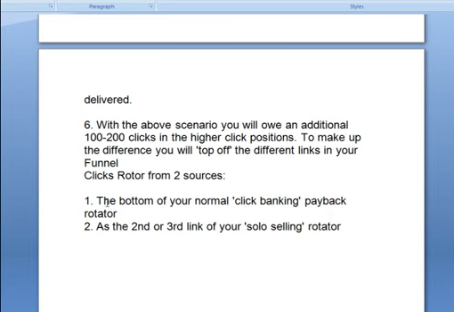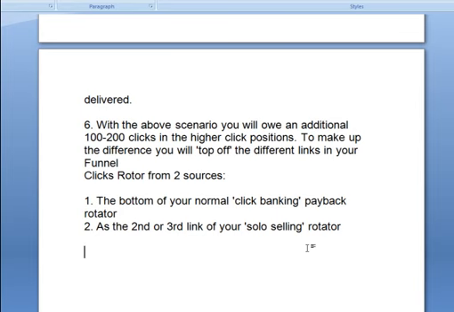Number 1, the bottom of your normal click banking payback rotator. There's always a small percentage of people that click a ton of times, and even if it takes a little longer to fulfill, people are used to waiting longer for funnel clicks. So you have plenty of time to put some people in the bottom of your click banking rotator to top them off. Even if we're short 100, 150 clicks, that will pay them back. And finally, the second or third link of your solo selling rotator, okay, guys?